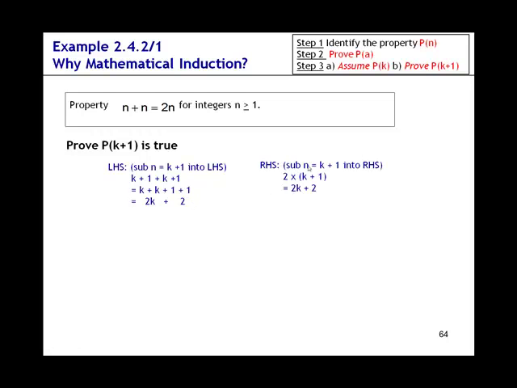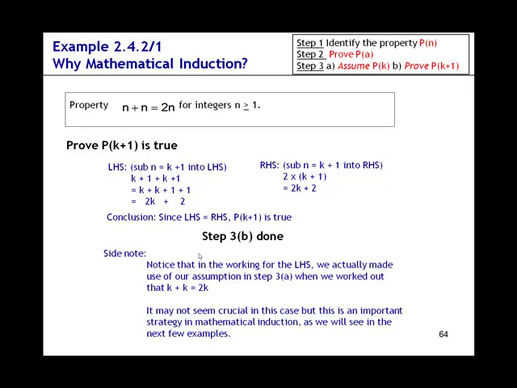And on the right hand side, we change all the n to k plus 1. So we have 2 times k plus 1, which gives us 2k plus 2. As you can see, the left hand side and the right hand side are equal. So property Pk plus 1 is true. Okay, so step 3b, we are done.